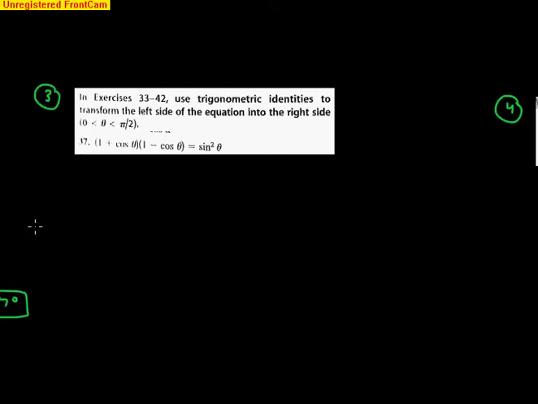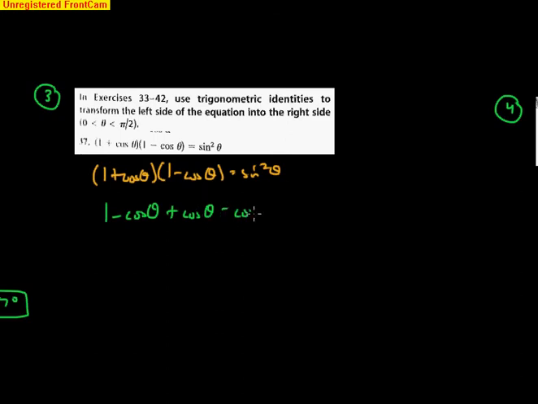Okay. 3. I'm going to write this problem down for you. It says, use identities to transform the left side to the right side. And the original problem says 1 plus cosine theta times 1 minus cosine theta equals sine squared theta. And what I suggest we do is we multiply this. Let's FOIL this, okay? So 1 times 1 is 1. 1 times negative cosine is negative cosine. Cosine times 1 is positive cosine. And cosine times negative cosine is negative cosine squared. And the cosines cancel, we get 1 minus cosine squared theta.